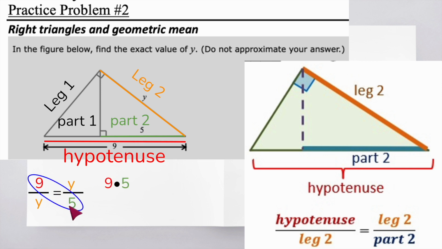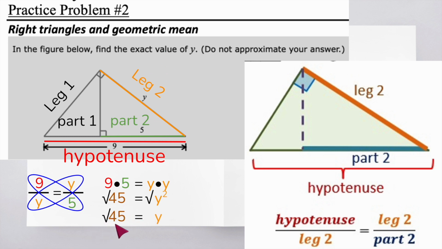I have nine times 5 and y times y. So I get 45 equals y squared, and I don't want to know what y squared is, right? So I'm going to take the square root of both sides. But remember, it said do not approximate your answers. It also says exact value, which means it doesn't want us to give a decimal answer. Right off the bat, I know that 45 is not a perfect square, so I can leave it under the square root.